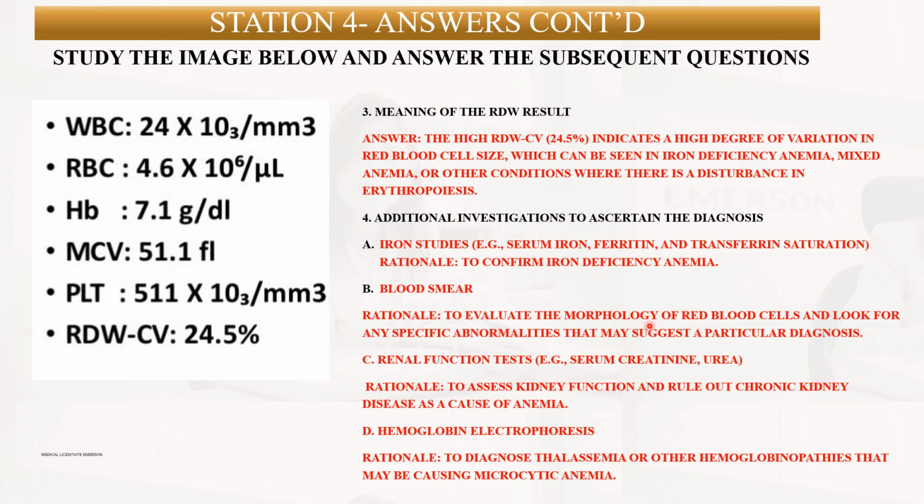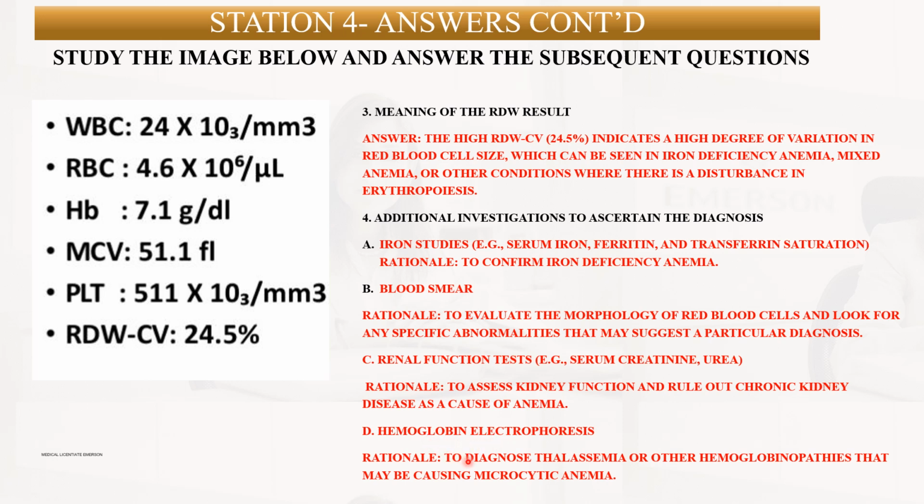I want to evaluate the morphology of red blood cells and look for any specific abnormalities that may suggest a particular diagnosis. Then our third investigation is the renal function tests, such as serum creatinine and urea as well. The reason why we're doing this is to assess kidney function and rule out chronic disease as a cause of anemia.